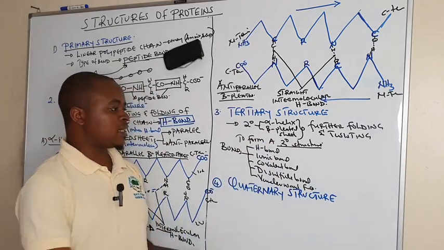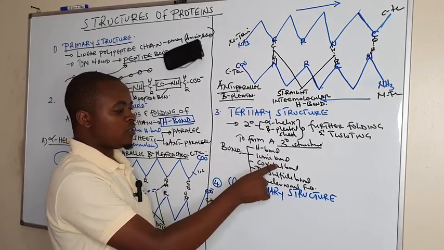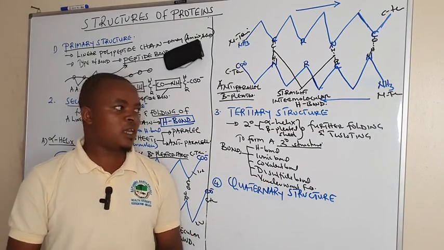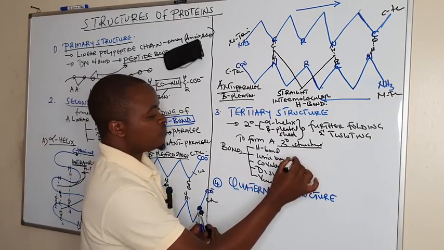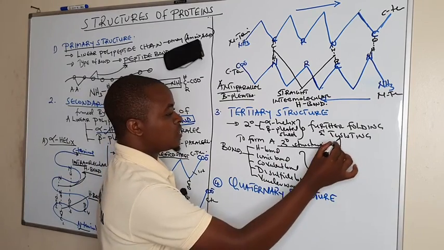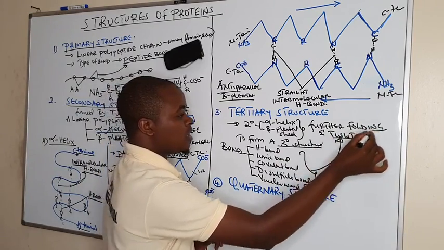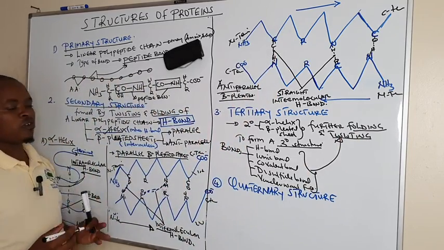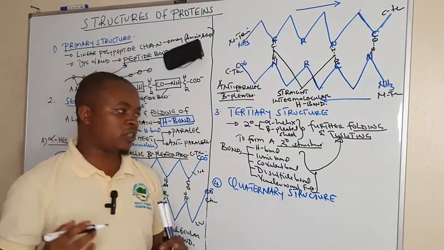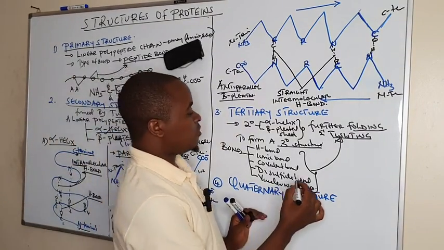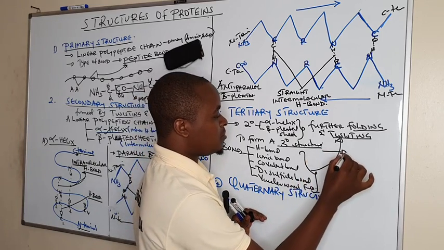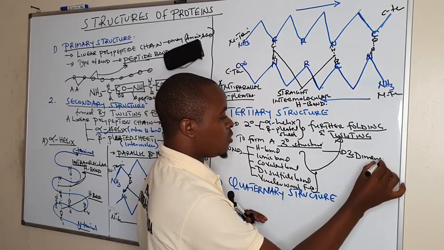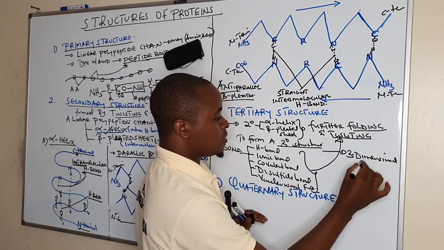So these different bonds, that is hydrogen bonding, ionic bonding, covalent bonding, disulfide and van der Waals forces, are the ones that bring about further twisting and folding of these secondary structures to form a tertiary structure. And this tertiary structure which is formed is a three-dimensional structure.